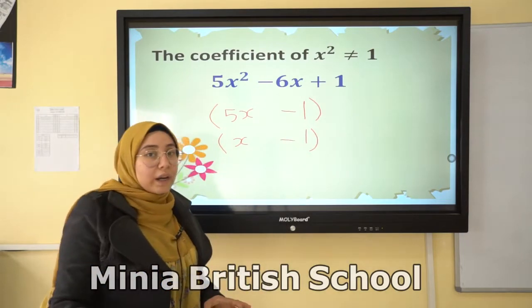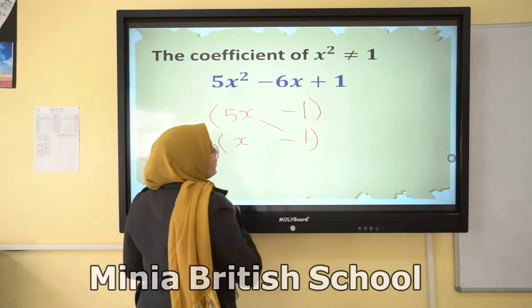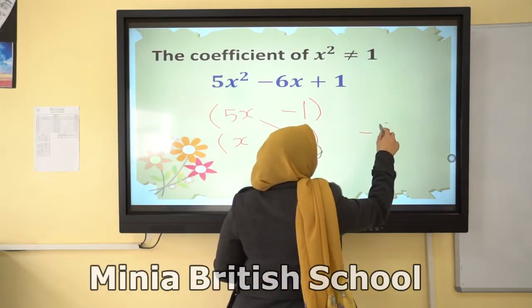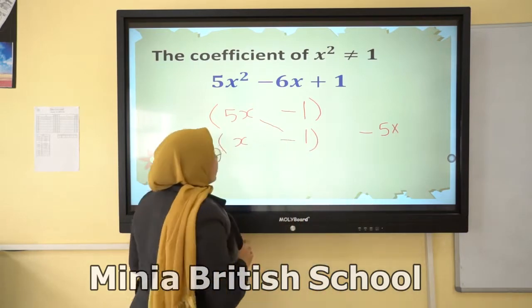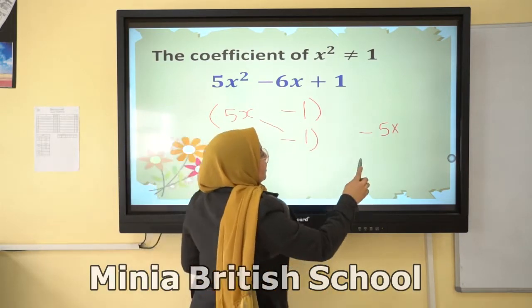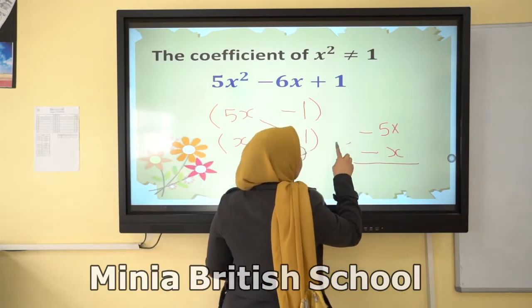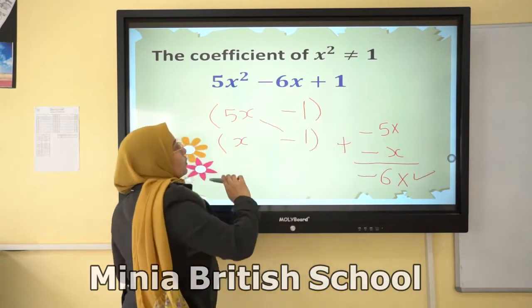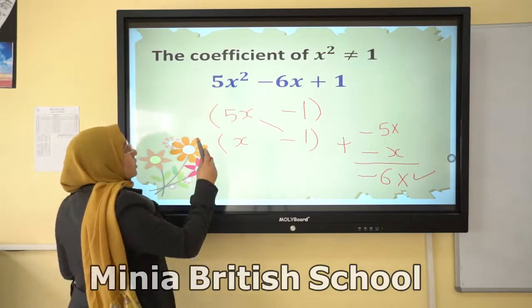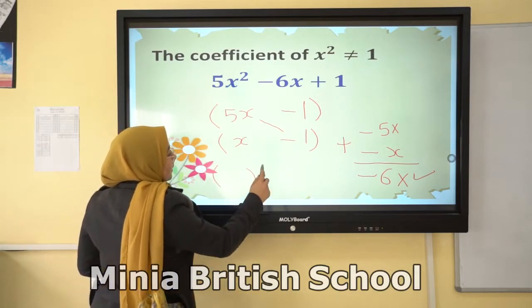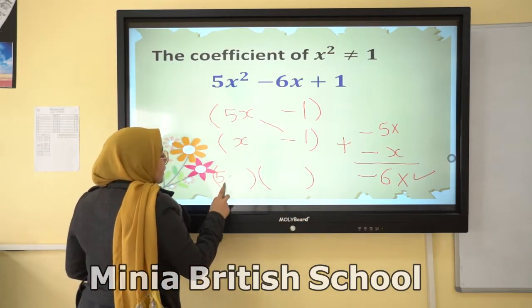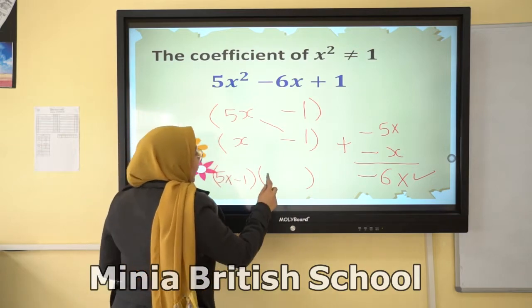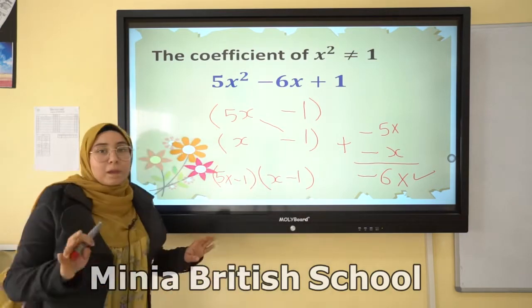You can check your answer. 5x times negative 1 equals negative 5x, and negative 1 times x equals negative x. Their sum equals negative 6. Yes, it's true. So the two factors of this expression are 5x minus 1 and x minus 1.